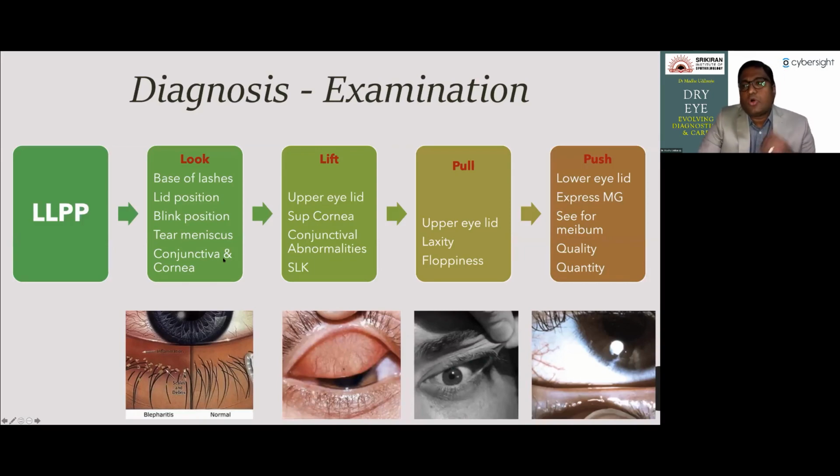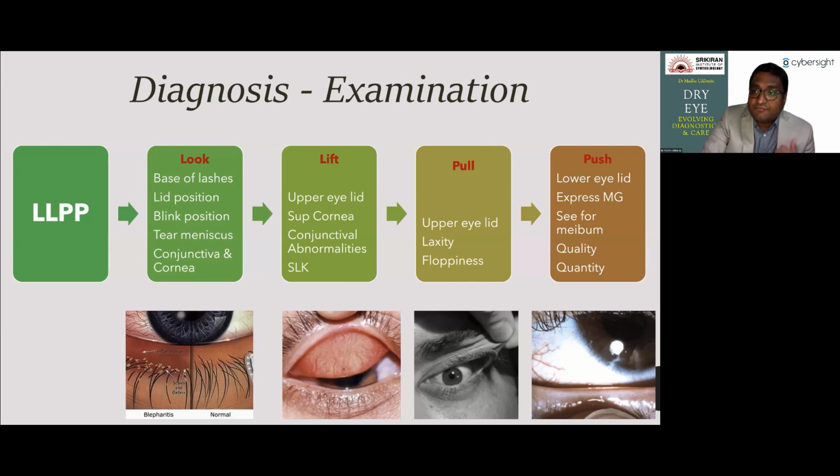So before we go into meibography, a simple LLPP testing to look at the lids and meibomian glands can be done in a slit lamp. So look at the base of the lashes, lid position, whether the apposition is good or not. How is the blink? Look at the tear meniscus, conjunctiva and cornea. Look for any inflammatory signs.